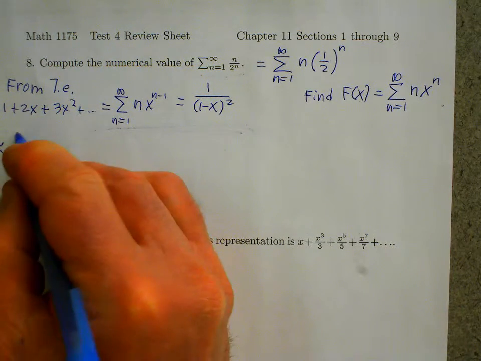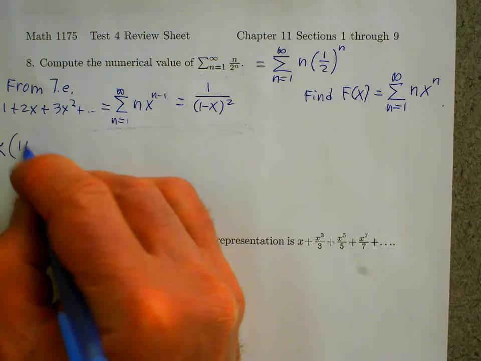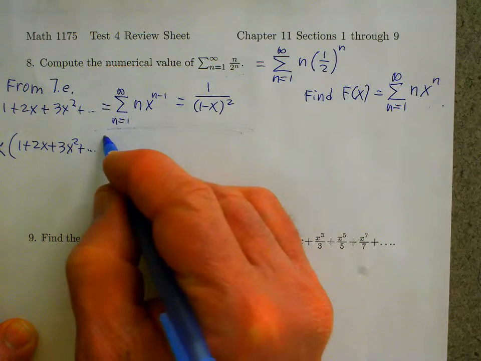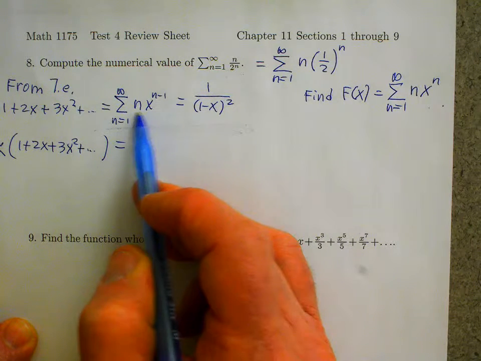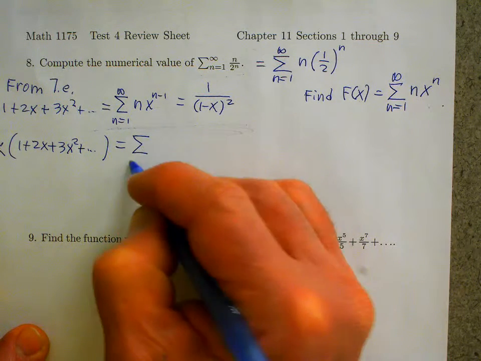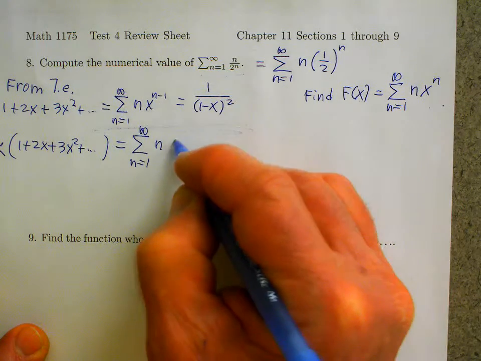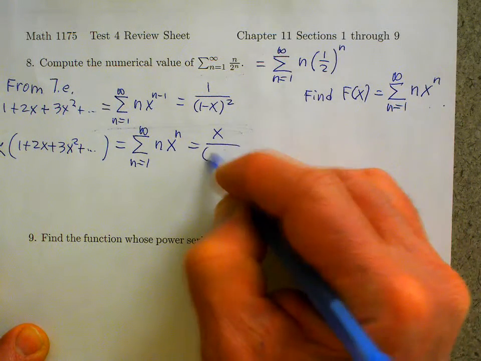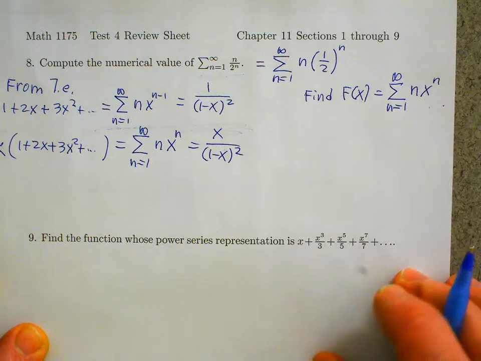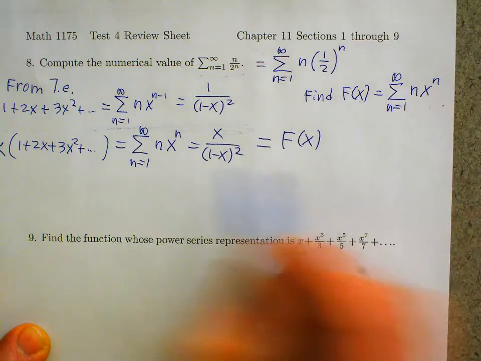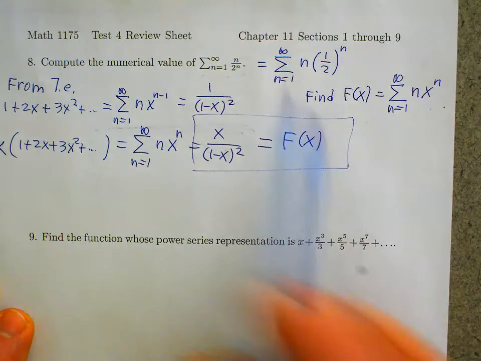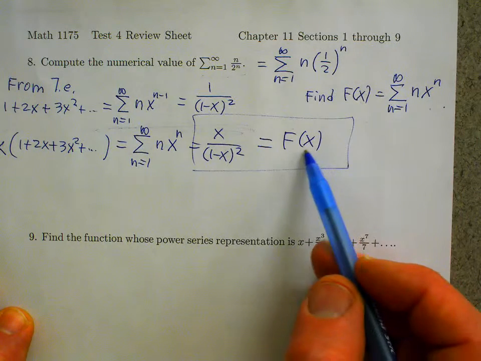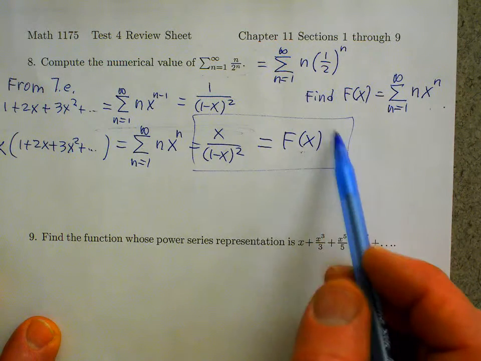So multiply everything by x, and this will give us this power series. When we multiply each of the terms in the power series by x, we get the sum from n equals 1 to infinity of n times x to the n. Multiply this by x, we get x over 1 minus x quantity squared. So this is the capital F of x that we want. So the numerical value of this series, where the terms are n times 1/2 to the n, can be found by evaluating capital F of x when x is 1/2.